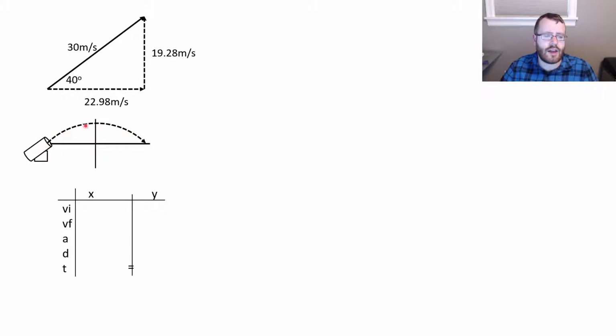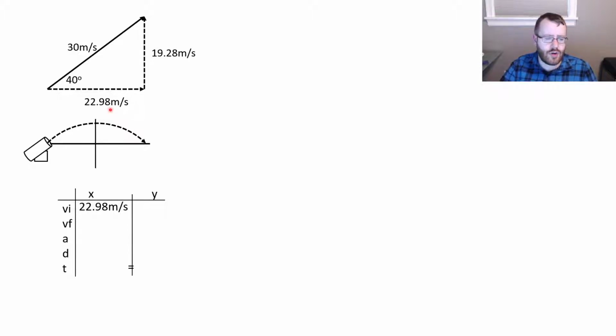We're firing out of a cannon and we're landing at the same level that the cannon was fired at. Our goal for this question is to figure out how far it traveled in the X direction. So it went from here and it landed over here. We're trying to figure out what that distance is. And to start off, I'm going to be using our XY chart. So we've learned this 22.98 meters per second.